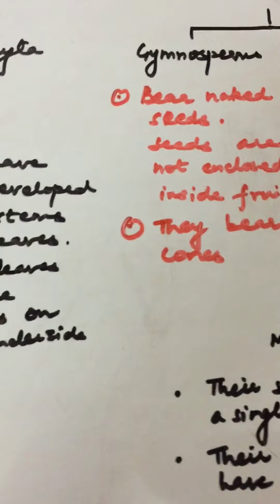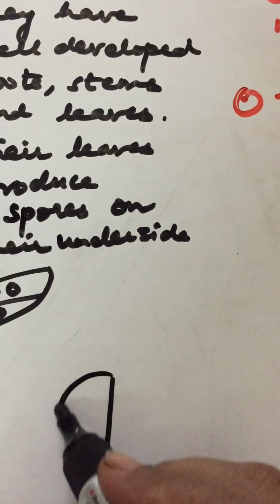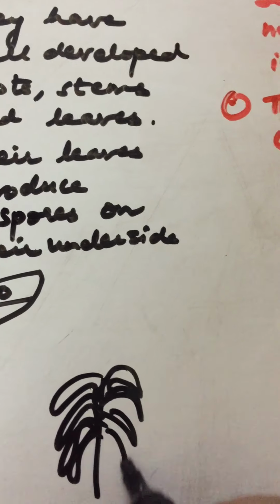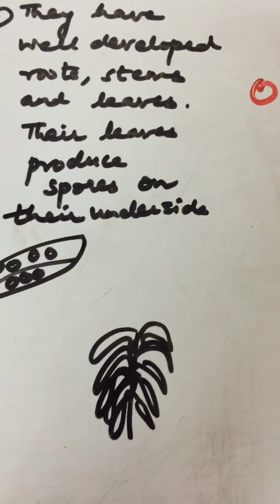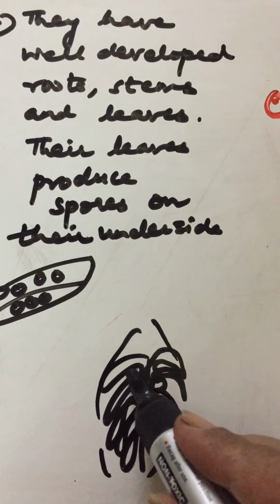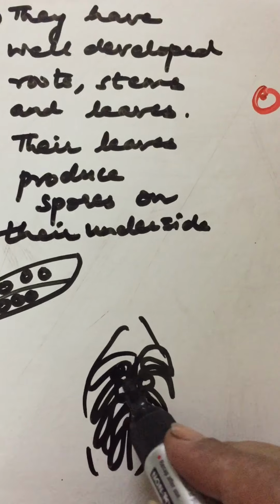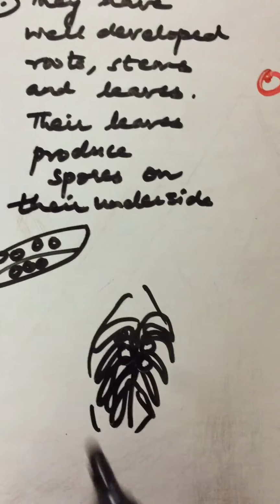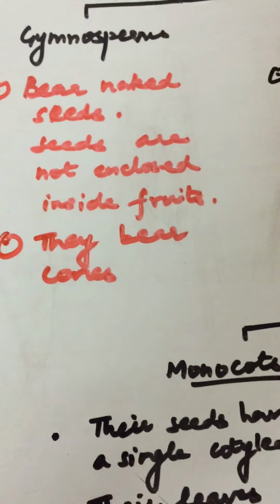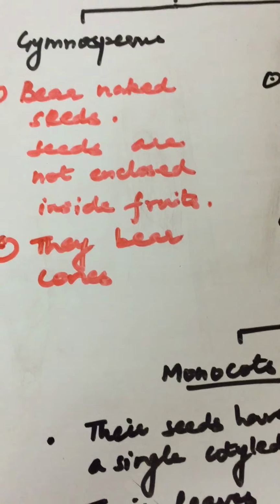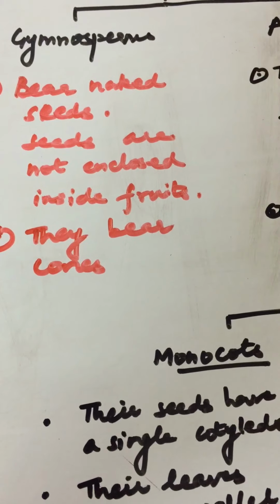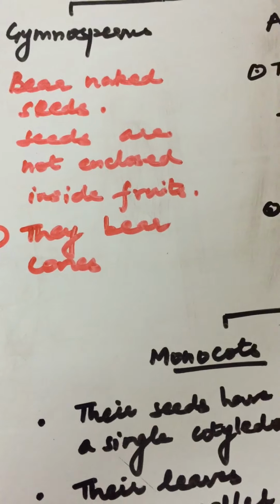When you go to hill stations, you will find pine cones growing like this. Structure like this. You will find a lot of dried pine cones fallen on the roadsides, wooden structures like this. And here the seeds are present. So this is not a fruit, it is not enclosed, the seeds are open. So they bear cones, they do not bear flowers, they bear cones. So gymnosperms bear naked seeds, their seeds are not enclosed inside fruits and they bear cones.